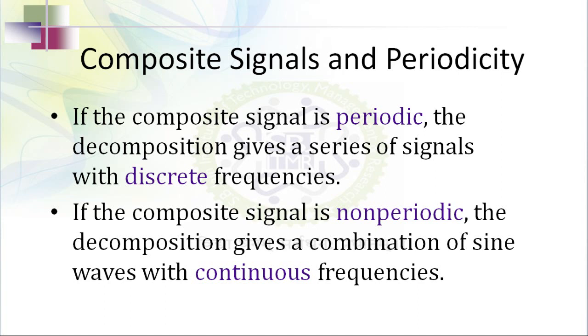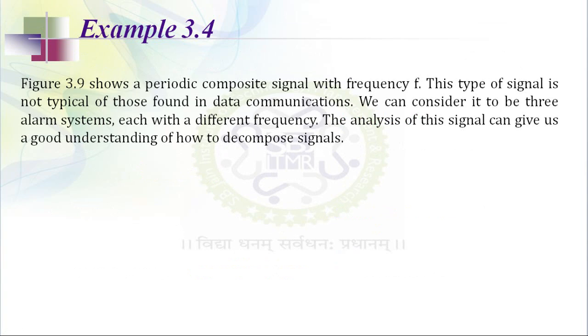So in this, if the composite signal is periodic, the decomposition gives a series of signals with discrete frequencies. अब ये कैसे होता है ये हम लोग आगे फिगर में डिस्कस करेंगे कि जब भी हम लोग पीरियोडिक सिग्नल लेते हैं और उसको सीरीज ऑफ सिग्नल्स रहते हैं तो वो डिस्क्रीट फ्रीक्वेंसीज के फॉर्मेट में होते हैं. If the composite signal is non-periodic, the decomposition gives a combination of sine waves with continuous frequencies. तो इसको हम लोग देखते हैं. ये एक क्वेश्चन दिया हुआ है इसके थ्रू हम लोग उस चीज को डिस्कस करेंगे.